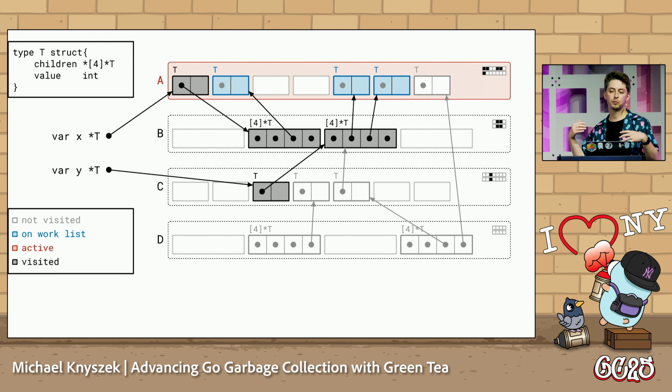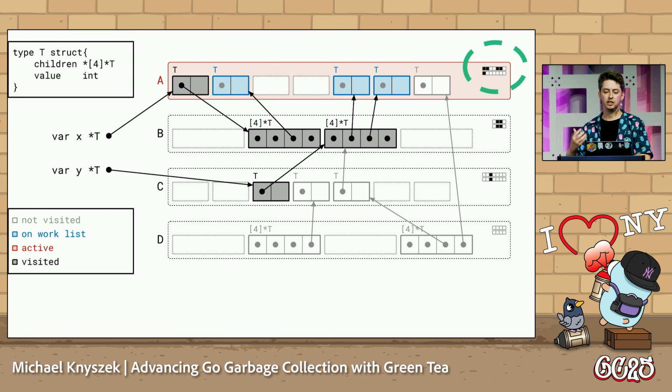Notice how now we only need to process three objects, not four. Page A is back on the work list, but we're making progress. We don't need to redo the ones that we did before. And again, how do we know that?